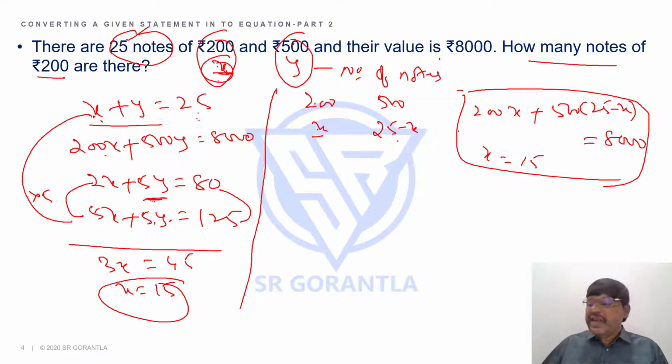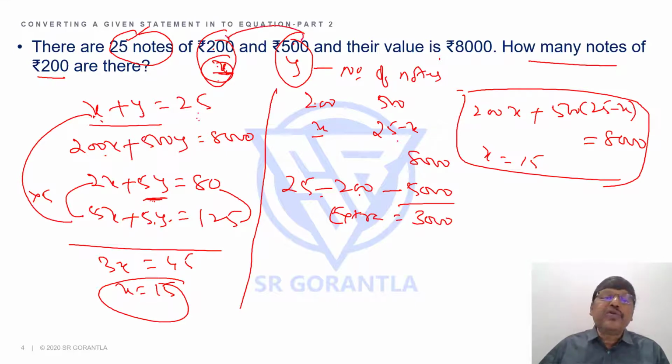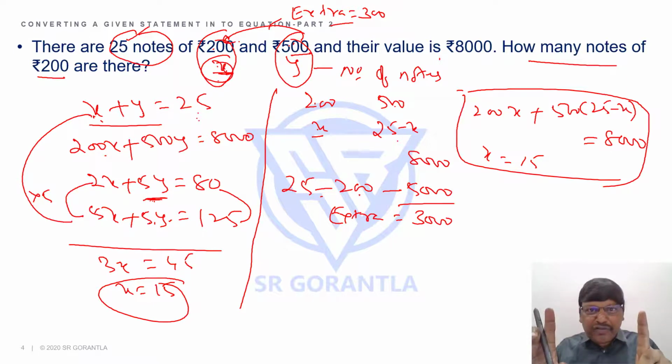You can solve that. And what is the logical approach I said, students? Come on. Again, there are 25 notes. If all 25 notes were to be 200, there will be 5,000. 25 into 200, 5,000. But I have how much money? 8,000. How much extra I have, students? 3,000. So one 500 rupee note compared to 200 rupee note, how much extra I have? One 500 rupee note has 300 rupees extra. Yes or no?